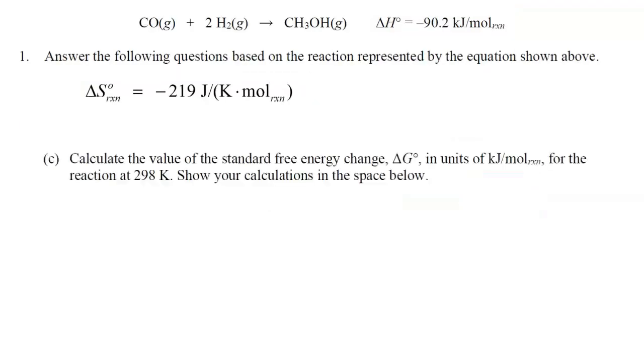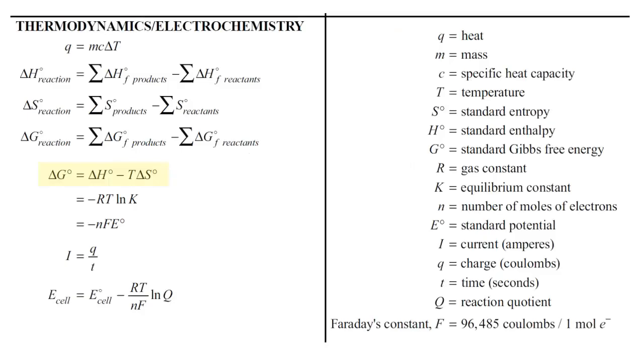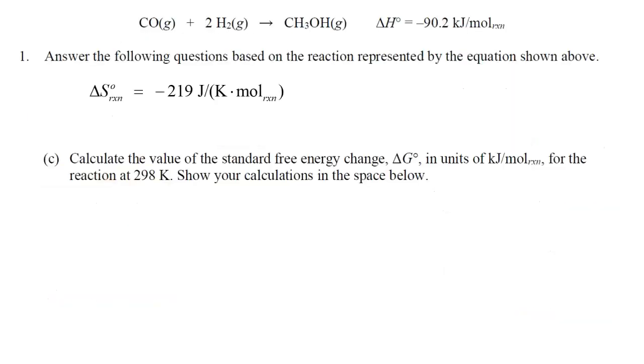Now let's take a look at part C of this question. In part C, it says calculate the value of the standard free energy change, delta G, for the reaction at 298 Kelvin. Show your calculations in the space below. So to do the calculation in part C, we will use the Gibbs free energy equation involving delta H and T delta S. So as you can see, this equation is listed on the AP Chemistry equations and constant sheet.